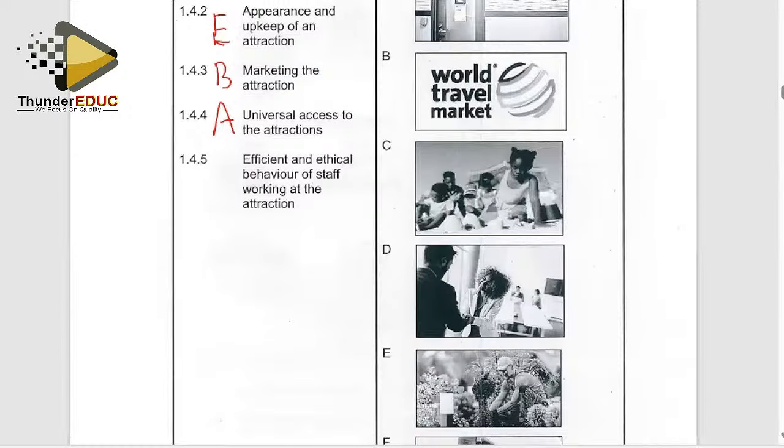The reason why we are going with the letter D, if you look at this image, we do have the staff member welcoming a customer to the attraction. And if you look at the way they are behaving, they are wearing a smile. The dressing is formal, the hairstyle is formal. Everything about the characters appearing in the image is formal. So this is efficient and ethical behavior of staff working at an attraction.